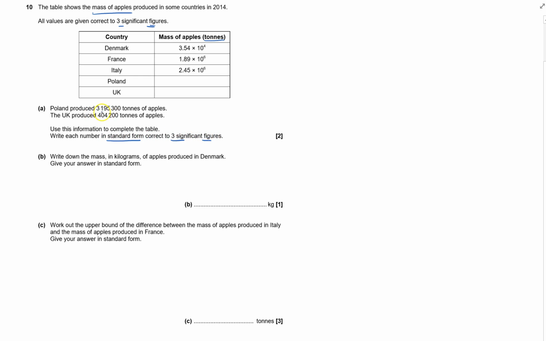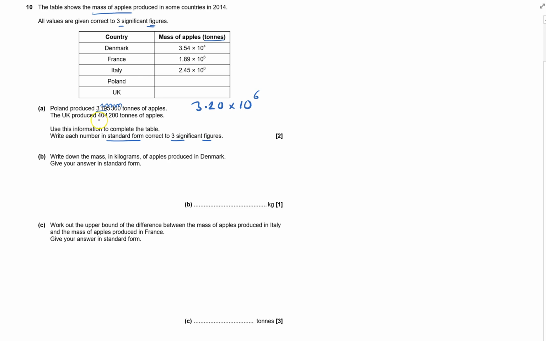So let's do Poland first. It's three significant figures, so that'll be 319. The next number's a 5, so that'll be 320. But when I'm doing standard form, it has to be a number between 1 and 10, so this bit will have to be 3.20. I'll write that again: 3.20. And it's going to be times by 10 to the power of... 1, 2, 3, 4, 5, 6 places it's got to move. So it'll be 3.20 times 10 to the power 6.